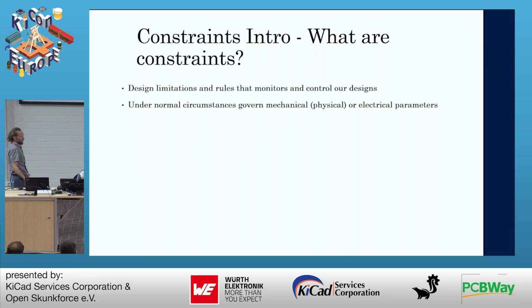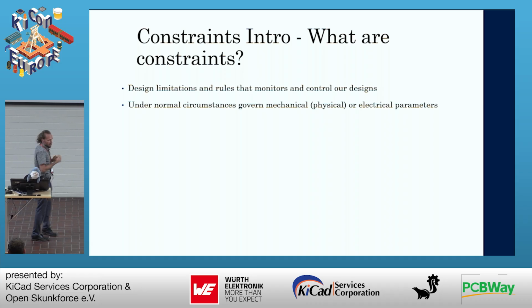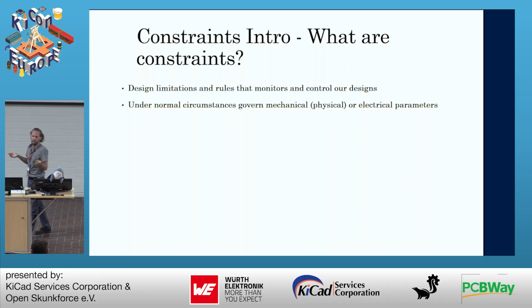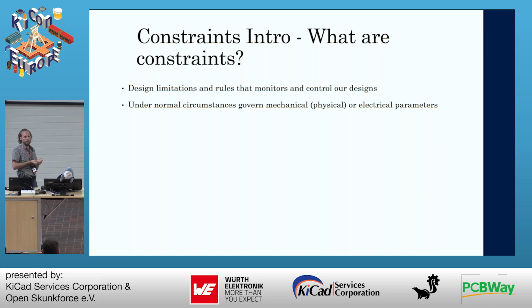So what are constraints? Well, constraints are limitations that monitor and control a design. It's basically putting limitations, like physical, mechanical, and electrical constraints, into our designs, so it limits what we can do. So under normal circumstances, we don't make any mistakes. That's the basic of it.